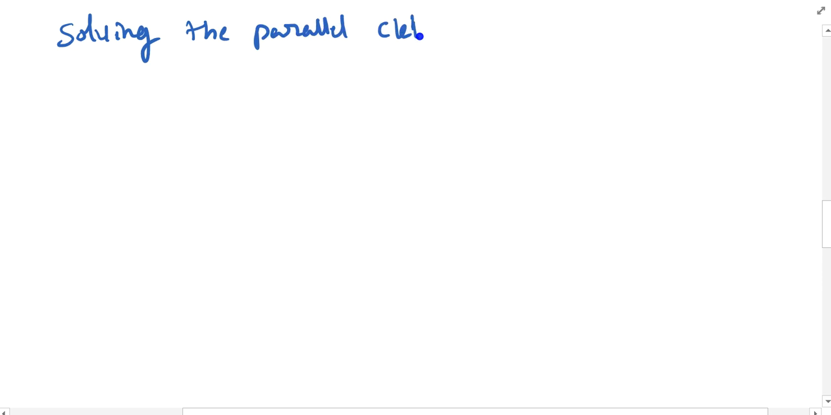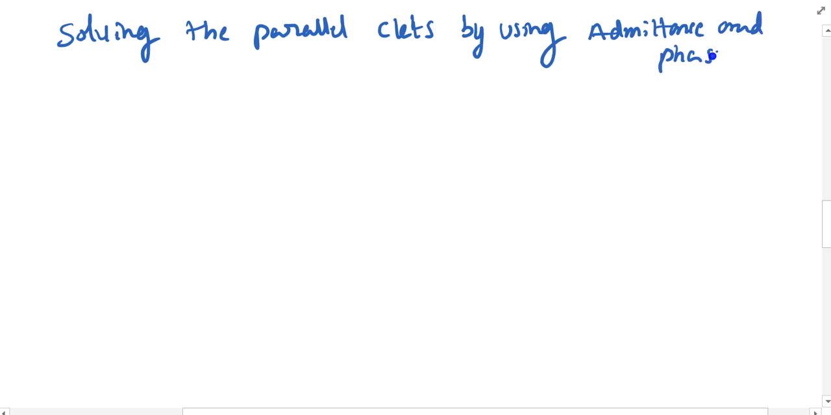So I have to talk about a small concept here, which is solving parallel circuits by using admittance and phasor algebra. This is the concept I will discuss now: how to solve parallel circuits by using the admittance concept and phasor algebra.